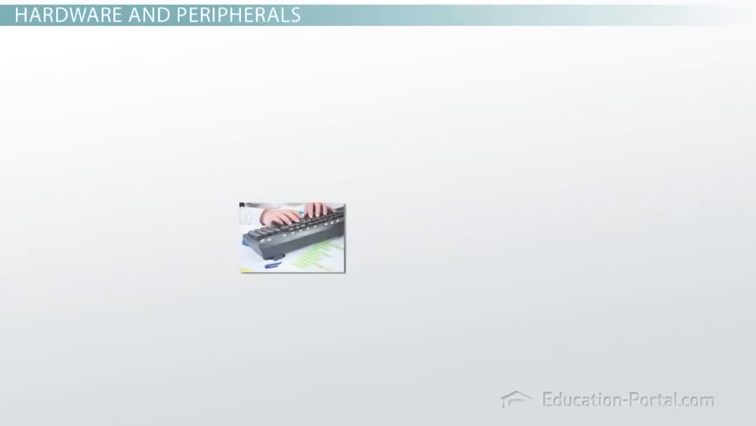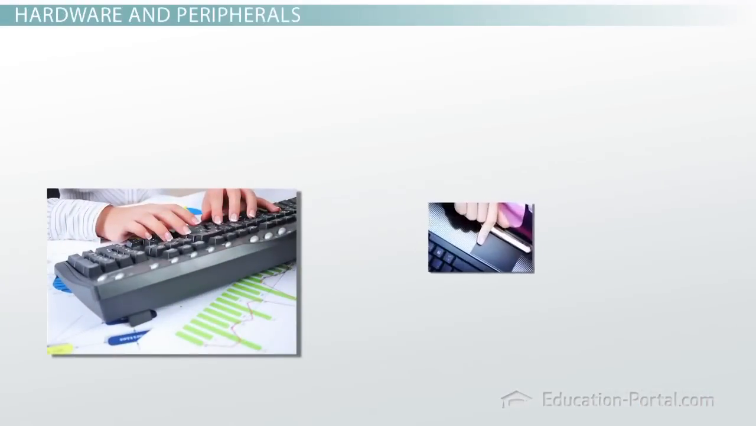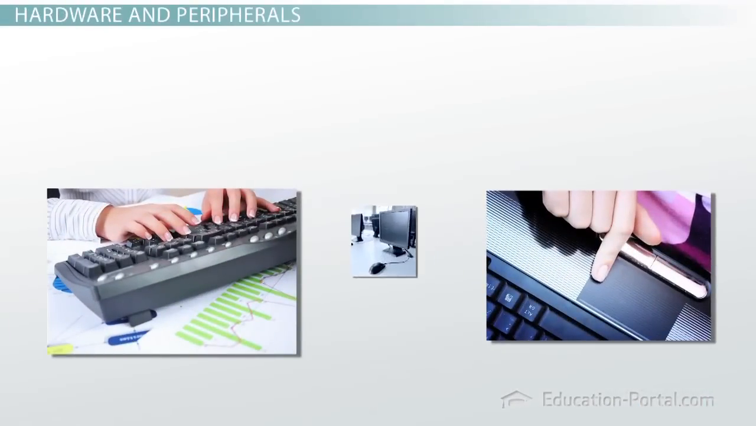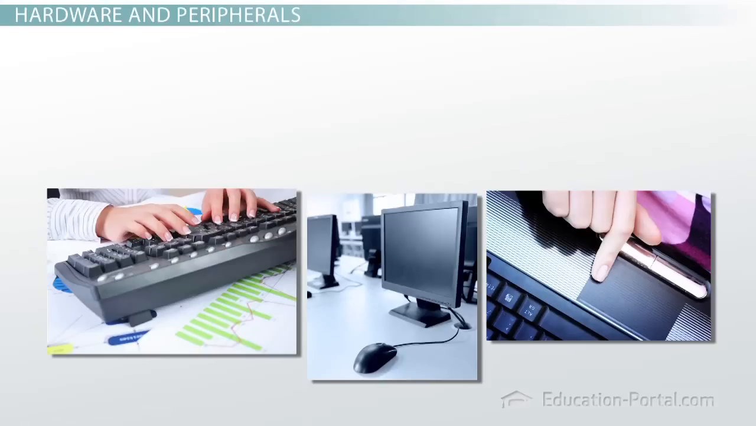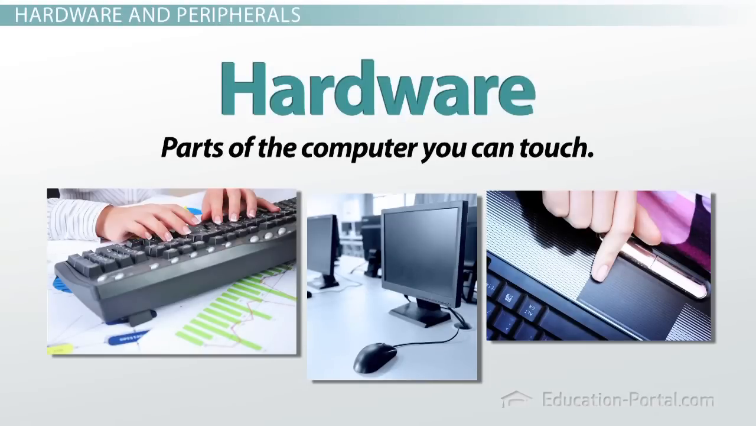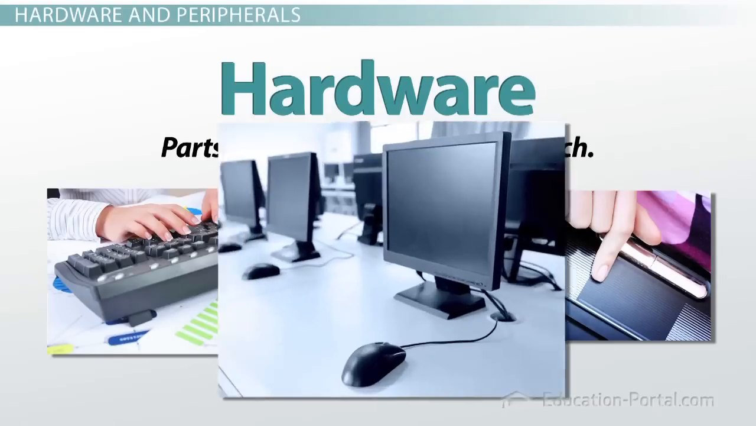The components of the system you can physically touch, the system unit, tower, desktop, laptop, internal devices, and peripheral devices such as keyboards and monitors are called hardware. It is important to remember that basic definition. Hardware are the parts of the computer that are tangible and can be touched.